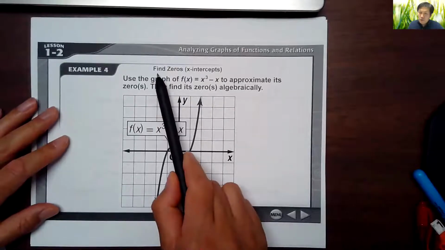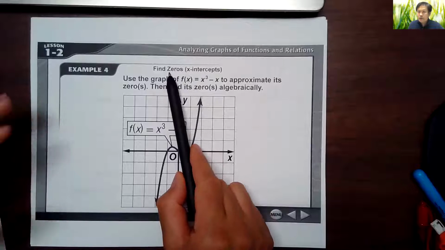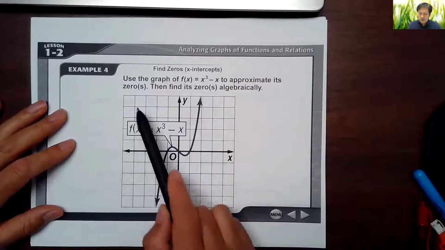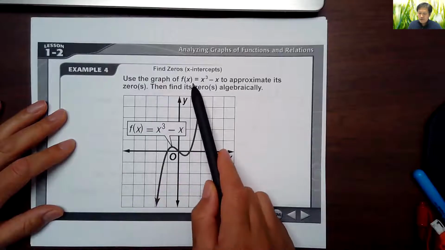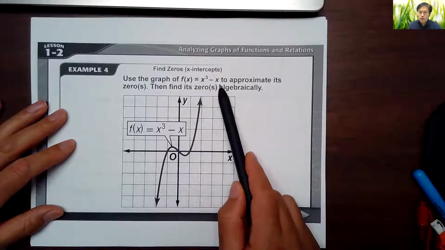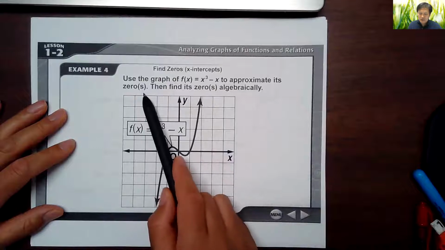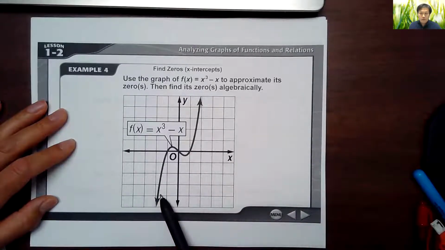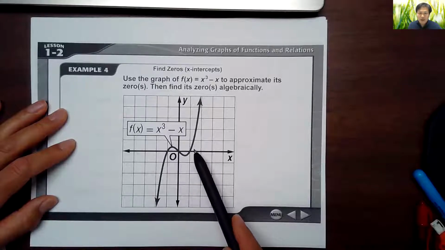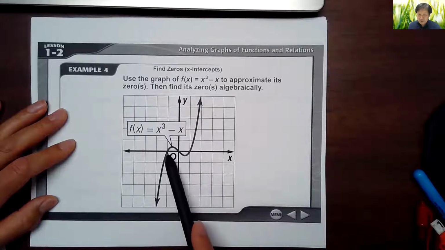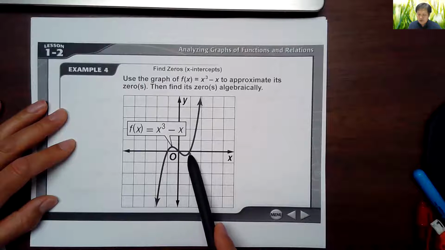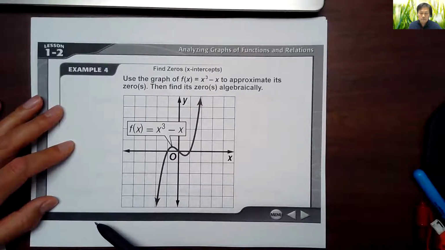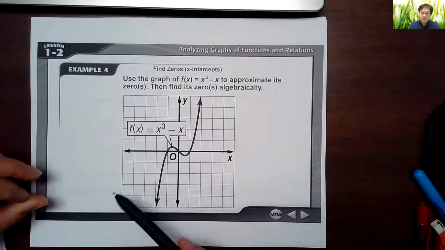Okay, example 4. Find zeros. Zero is another way of saying x-intercept. Use the graph of f of x equals x cubed minus x to approximate its zeros using the graph. So if you look at it, here's a graph. Where does the graph hit the x-axis? Right here, right here, right here. -1, 0, 1. So those are the answers.